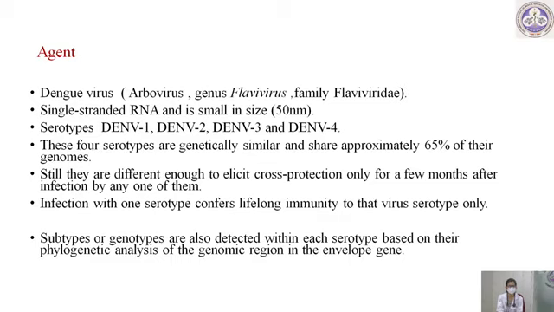These 4 serotypes are genetically similar and share approximately 65% of their genomes. Still, they are different enough to elicit cross protection only for a few months after infection by any one of them. Infection with one serotype confers lifelong immunity to that virus serotype only. And among serotypes also, subtypes and genotypes are detected within each, based on phylogenetic analysis of the genomic region in the envelope gene.